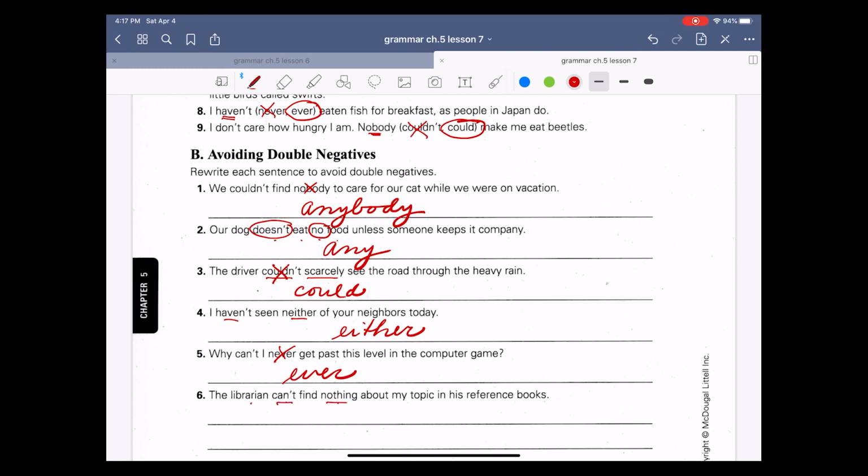Number 6, the librarian can't find nothing about my topic in his reference books. Can't is our negative, nothing is our negative. We need to change that. The librarian can find nothing about my topic in his reference books. That will work. We could say can find nothing. Or another option could be the librarian can't find anything. So you got 2 options there. The librarian can find nothing about my topic in his reference books, or the librarian can't find anything about my topic in his reference books.